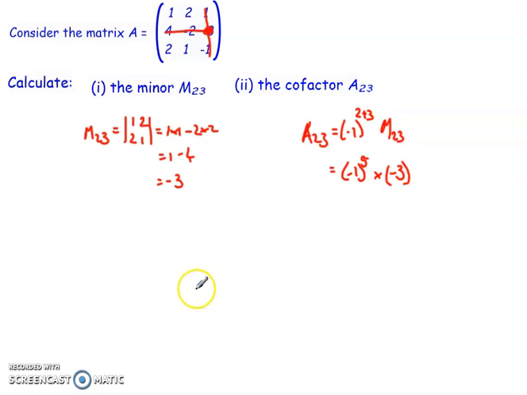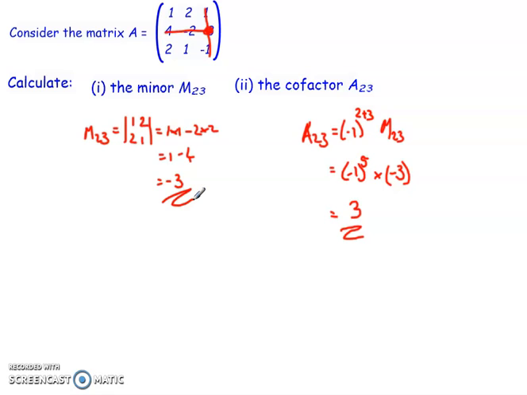So what I now have to do is determine what this negative 1 to the 5 is. So I know that negative 1 squared is 1. Negative 1 cubed is negative 1. So odd powers will give me a negative. Even powers will give me a positive. So this will be negative 1. So it's going to be negative 1 times negative 3, which is 3. So when asked to calculate minors or cofactors, these are the steps you have to take.